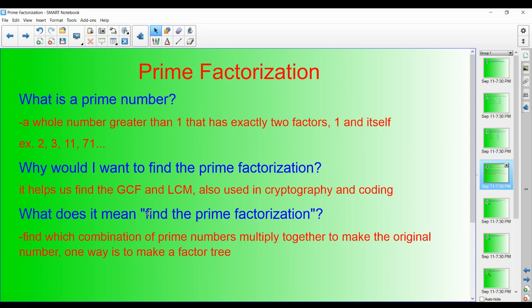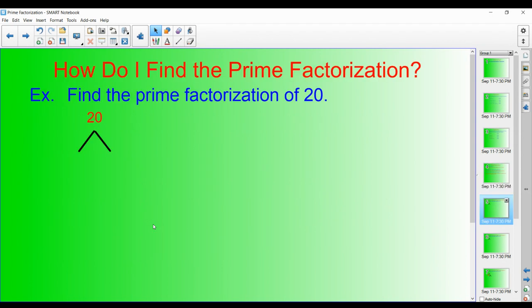Now, when it says find the prime factorization, what it means is find that combination of prime numbers that multiply to get the composite number. And we'll see an example. So I can ask, find the prime factorization of 20. And I like to use the factor tree method. It's helpful for organization.